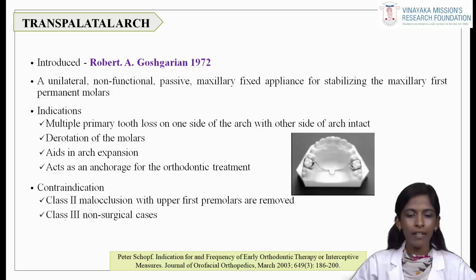Next, moving on to transpalatal arch space maintainer, which was introduced by Robert in 1972, a unilateral, non-functional, passive, maxillary fixed appliance for stabilizing the maxillary first permanent molar. It is indicated in multiple primary tooth loss on one side of the arch with the other side of the arch intact, and it is indicated in derotation of the molars, aids in arch expansion, and acts as an anchorage for orthodontic treatment. Contraindications include class 2 malocclusion with upper first premolars removed, and class 3 non-surgical cases.